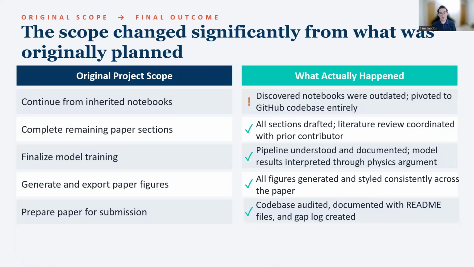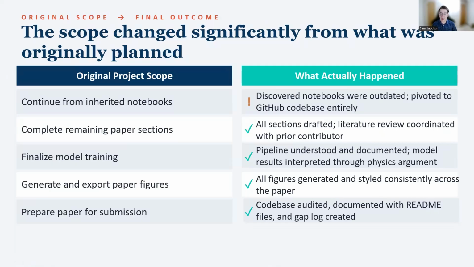So this table shows why the project ended up being more work than originally scoped. The original plan was pretty straightforward. We would work from the inherited notebooks, combine them, and complete the remaining sections, finalize the training and generate the figures, and then get ready to write the paper. This assumed that all of the stuff we had access to was current.